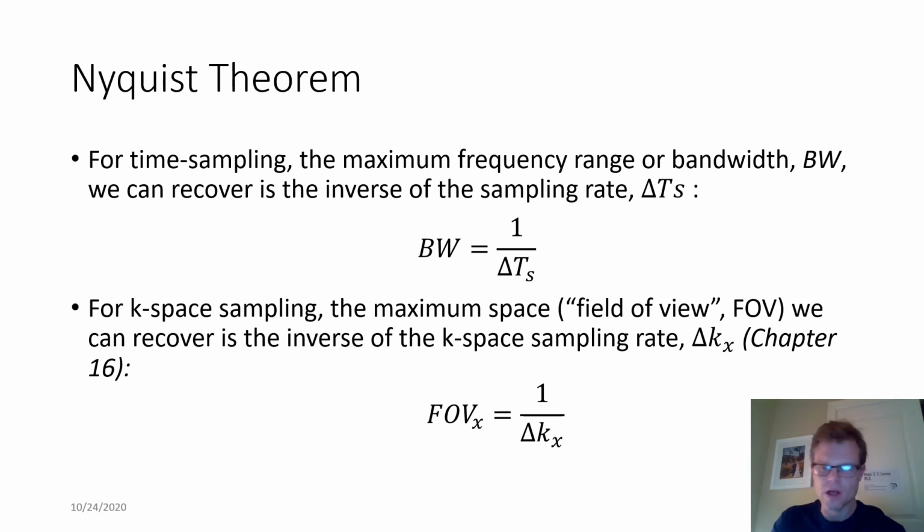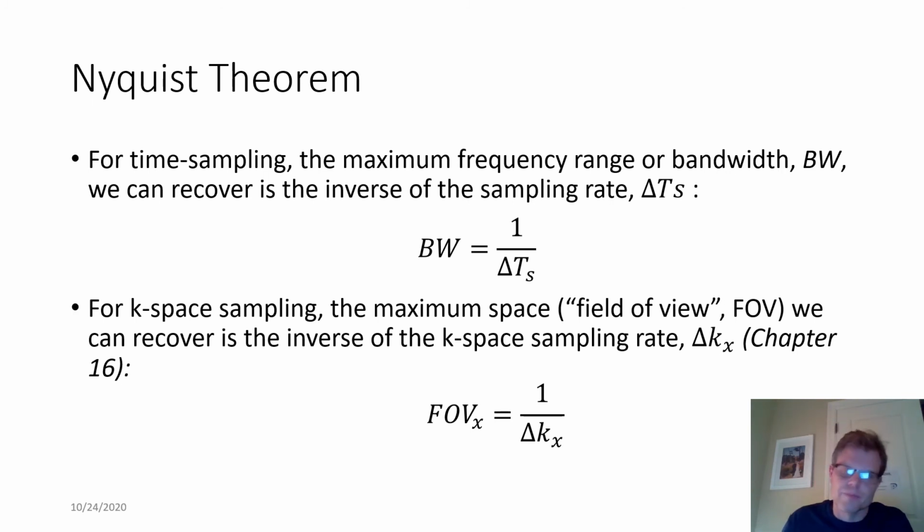And what all this aliasing discussion leads to is something called the Nyquist Theorem. You may encounter this term. And this really gives us a guideline for how we need to do our sampling. So in time, it defines the maximum frequency range, or the bandwidth, that we can recover, and this is the inverse of the sampling interval, delta Ts. So it's basically how far those repetitions of the Fourier transform are spaced apart.